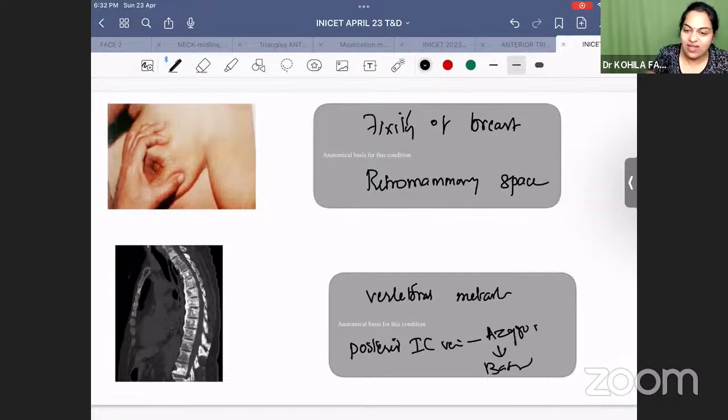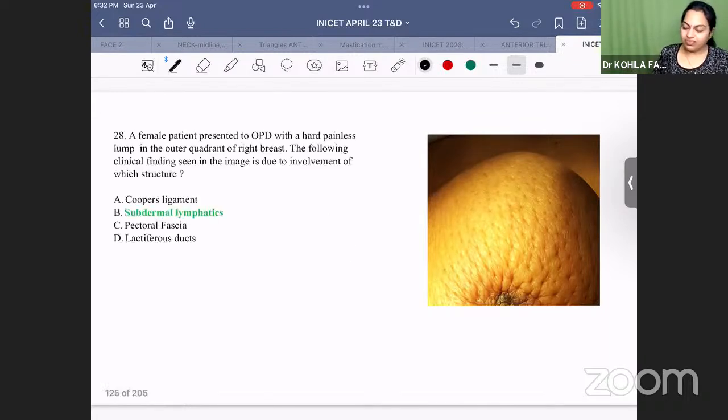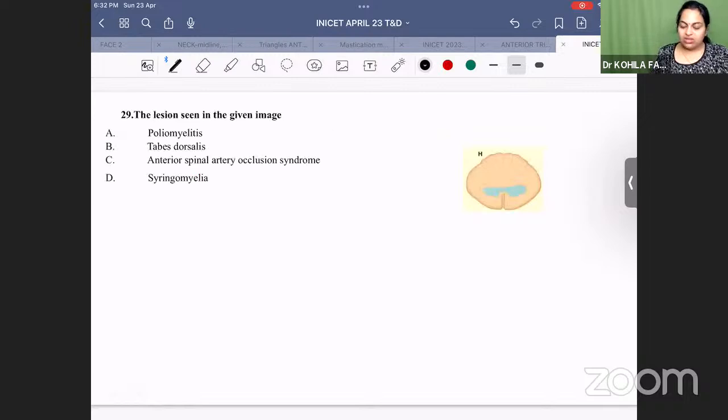Very good, Sai Krishna. Superb, okay? Yeah. So this is peau d'orange, blockage of the subcutaneous or the subdermal lymphatics. Very good, okay? So this one, easy.